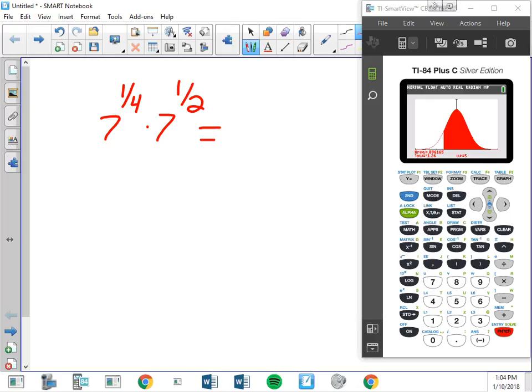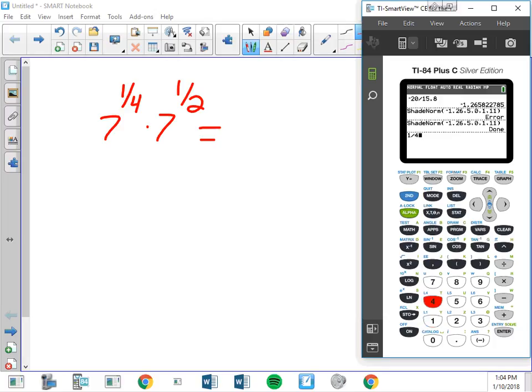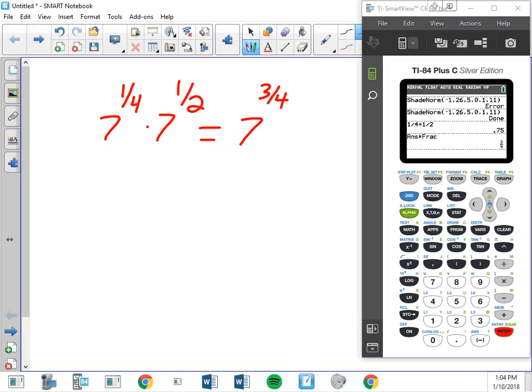So the bases are the same. I add the exponents. What is 1/4 plus 1/2? Some of you can do that in your head. It's 3/4. What if you can't do it in your head? Use your calculator. 1/4 plus 1/2, and that gives me a decimal, and then I just push math, fraction, and I get 3/4. So this is 7 to the 3/4.